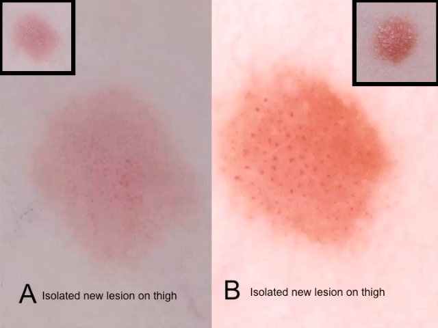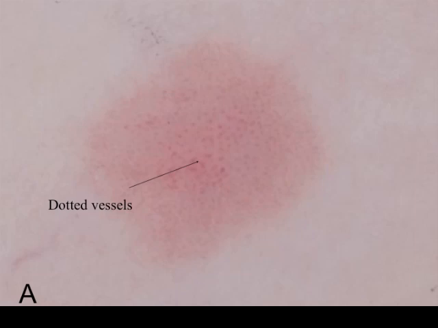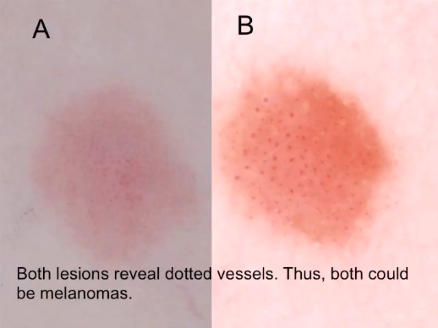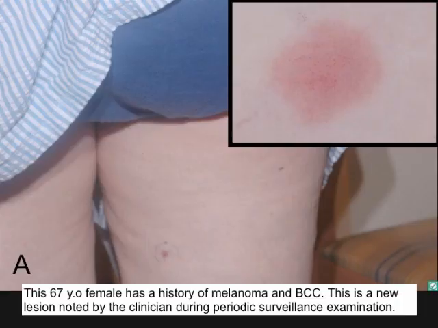Here are two lesions on two different patients. Both lesions are located on the thigh. Lesion A has numerous dotted vessels. What is your diagnosis? Lesion B has a similar dermoscopic morphology. What is your diagnosis? The presence of dotted vessels should raise concern for the possibility of amelanotic melanoma.